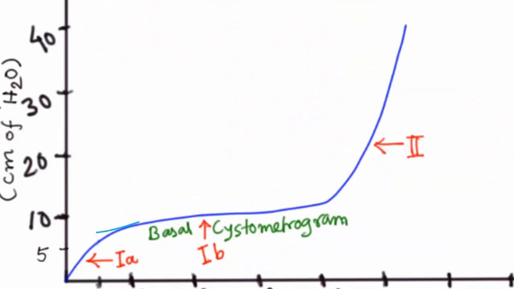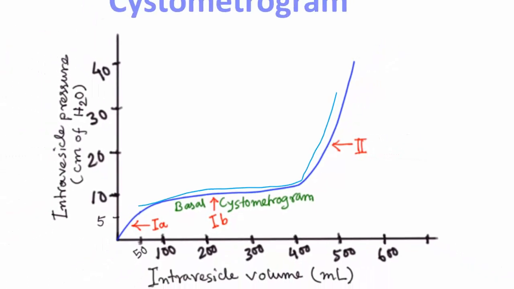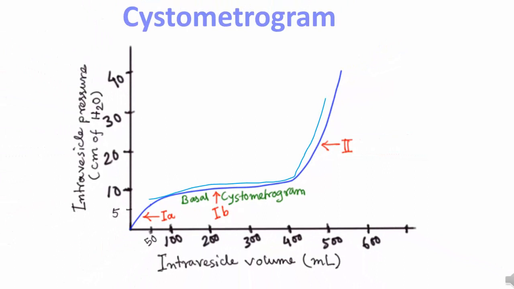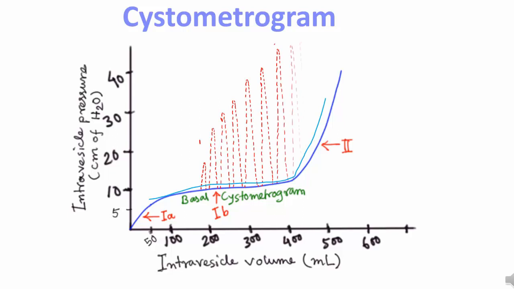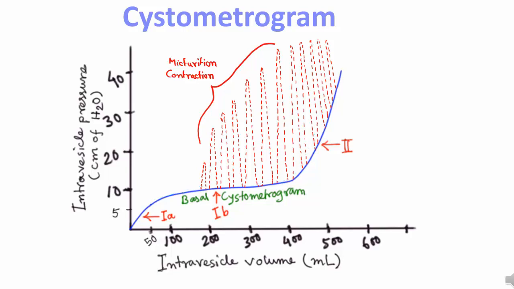Along with the tonic pressure changes during the filling of the bladder, there are periodic superimposed waves which last for a few seconds to a few minutes and can be of a few centimeters to 100 centimeters of water. These are the contractions, and these are called micturition contractions or micturition waves, and these are due to the micturition reflexes.